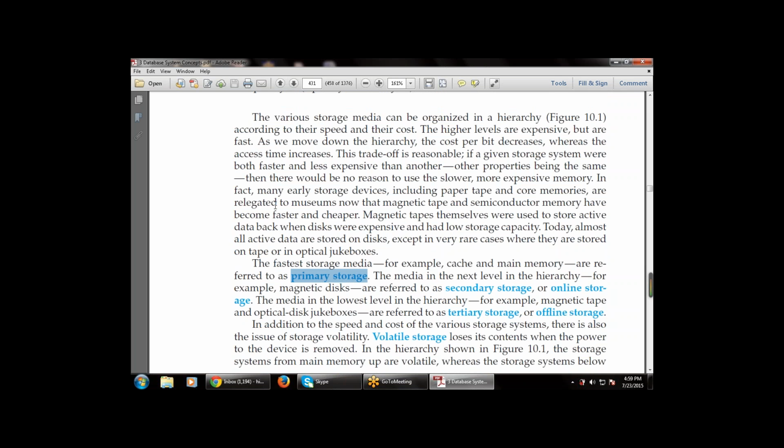The media in the next level in the hierarchy, for example magnetic disk, are referred to as secondary storage or online storage. The media in the lowest level in the hierarchy, for example magnetic tape and the optical disk jukebox, are referred to as tertiary storage or offline storage.